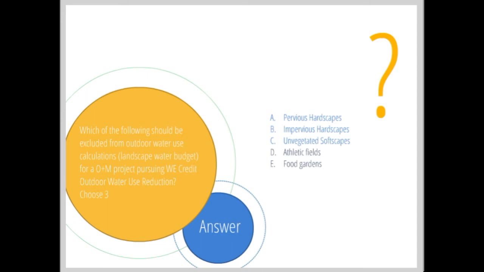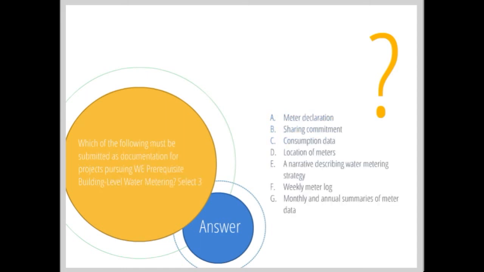Another possible question. Which of the following must be submitted as documentation for projects pursuing WE Prerequisite building level water metering? Select 3. The correct answer is A, B, and C.